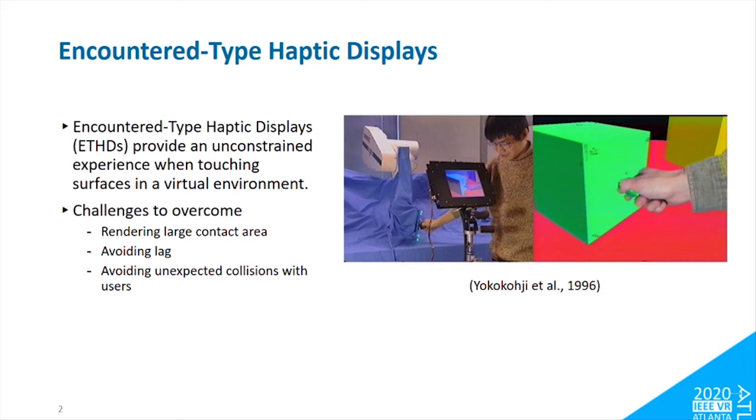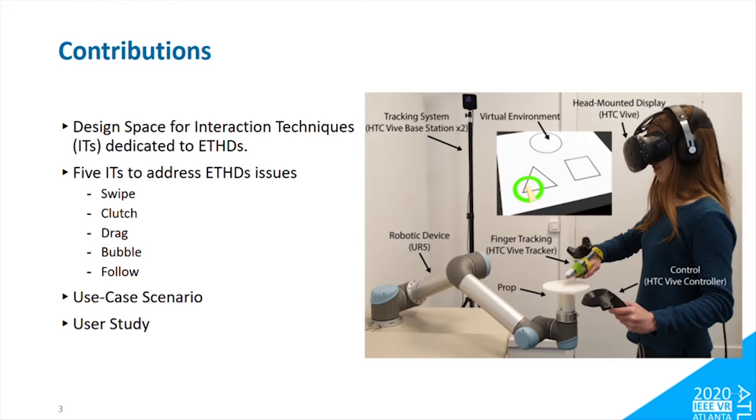While the premise sounds exciting, there are several challenges to overcome, such as rendering a large contact area, avoiding lag, and also avoiding unexpected collisions with the user. The contributions of this paper are a design space for interaction techniques dedicated to ETHDs. 5 techniques were conceived from the design space to address ETHDs issues, namely swipe, clutch, drag, bubble, and follow, a use case scenario to contextualize the conceived techniques, and a user study to assess their performance.